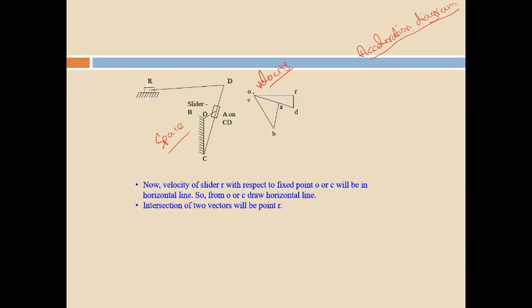In the previous classes, I have told you, in the acceleration diagram all the links will have two components. In the velocity diagram, all the links will have one component, one vertical component, except the slider. The slider will have a horizontal component. Remaining links will have a perpendicular, that is vertical, component. But in the acceleration diagram, all the links will have one radial component and one tangential component. For the radial component we have to draw a parallel line, for the tangential component we have to draw a perpendicular line.